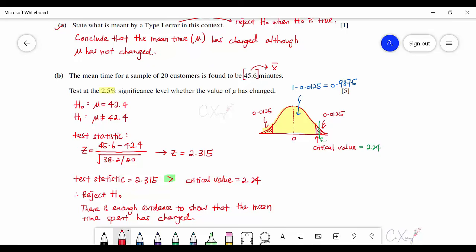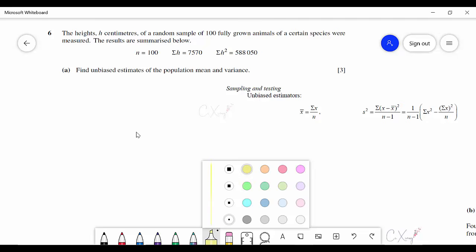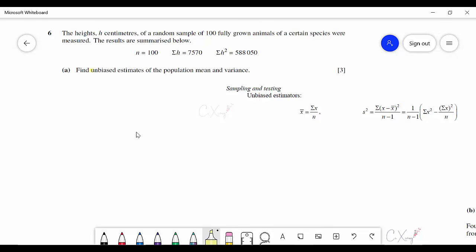So this is what we have for question number 5. We continue with question number 6. They give us the height of a random sample of 100 fully grown animals, and these are the summarized data that we have. For the first part, they want us to find the unbiased estimates of the population mean and variance. Generally this is very straightforward. When you see the unbiased estimates for mean and variance, these are the formulas that you should use.